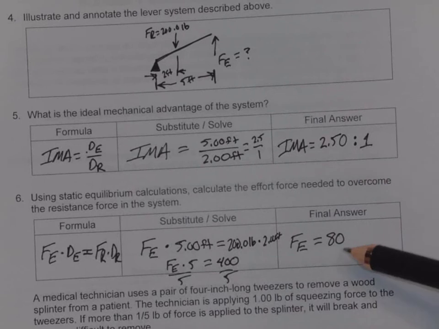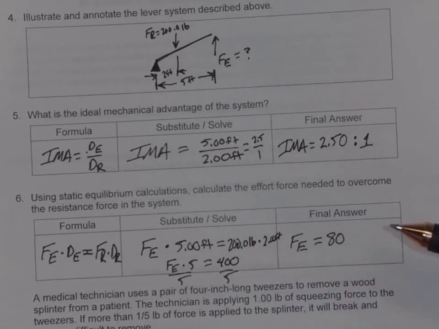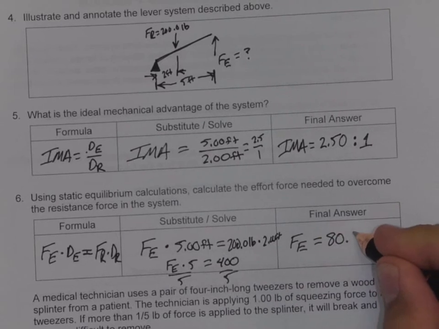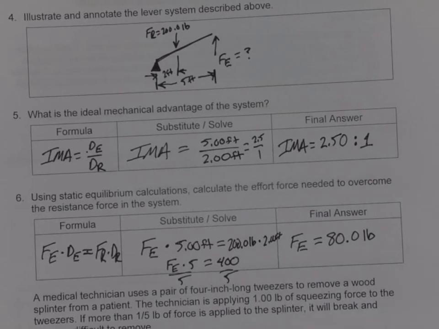Now when I look at the level of precision, that 200 pounds only goes to 1 decimal place, so I'm going to record it to the same. 80 pounds of effort is what I need to lift the wheelbarrow. That's how strong I have to be to do that. So this finishes up numbers 4, 5, and 6. Again, check your work, see if you got the right answer. If not, come ask me questions, and that way we can get you taken care of.